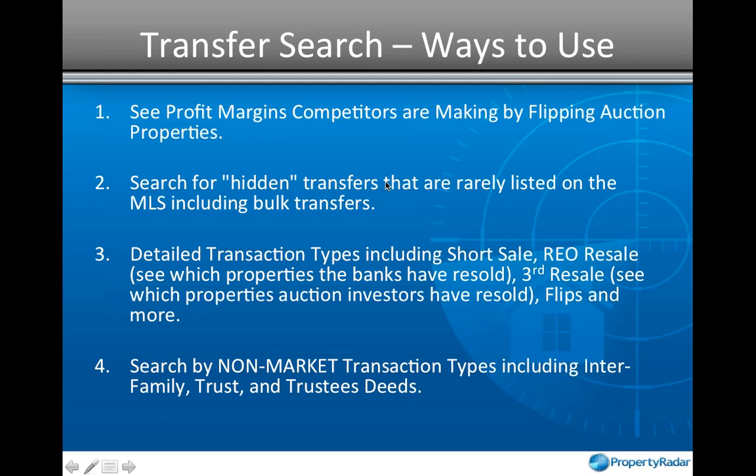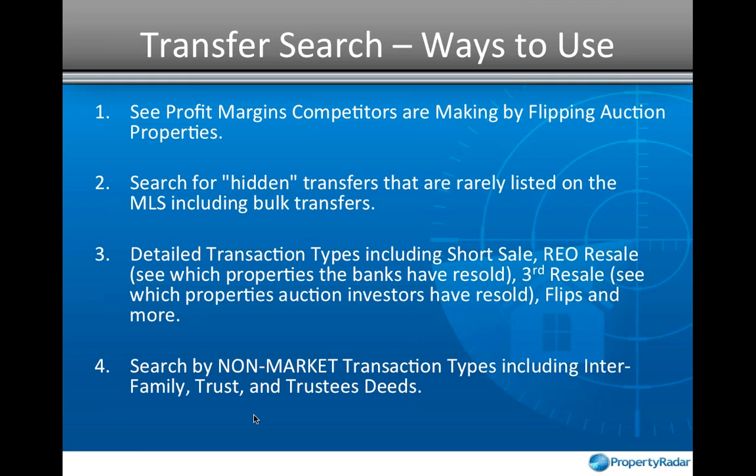Search for hidden transfers that are rarely listed on the MLS, including bulk transfers. So somebody comes in and buys 15 properties directly from another property owner. That's not going to go through the MLS. Detailed transaction types, which we've talked about: short sale, REO resale, the third party, which is the auction investor resales, flips, etc. And also look for those non-market transactions, when people are putting their property into a trust and other things like that.